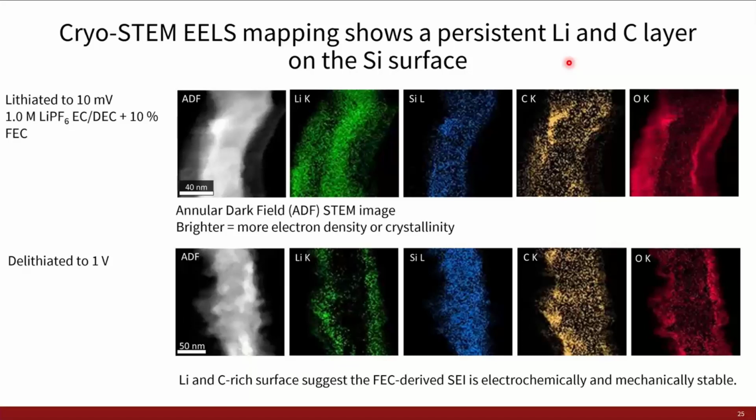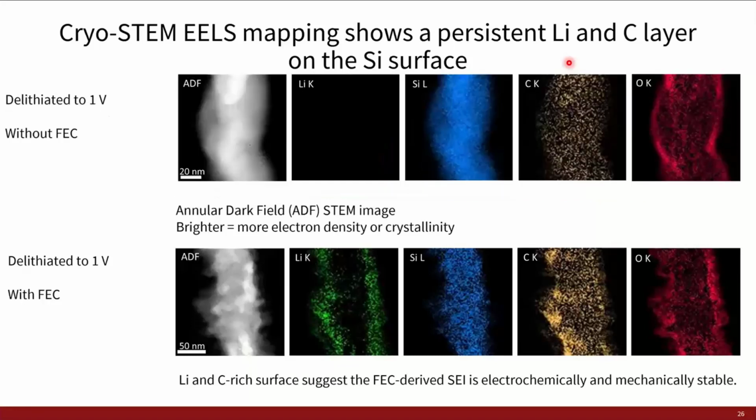Basically, we can see that in the delithiated state, there remains a lithium-rich outer layer on the silicon nanowire surface, along with a carbon-rich layer as well. And that suggests that the FEC-derived SEI is actually electrochemically and mechanically stable on the silicon surface on that first cycle. And just for comparison, here is the delithiated sample in the FEC-free electrolyte. With just ethylene carbonate alone, the lithium and many of the organic components are unstable during delithiation, whereas with the addition of FEC, those components are much more stable, and they actually remain persistent on the silicon surface.